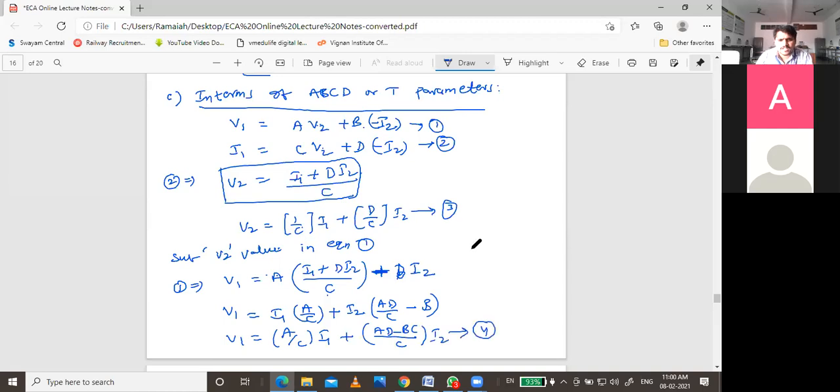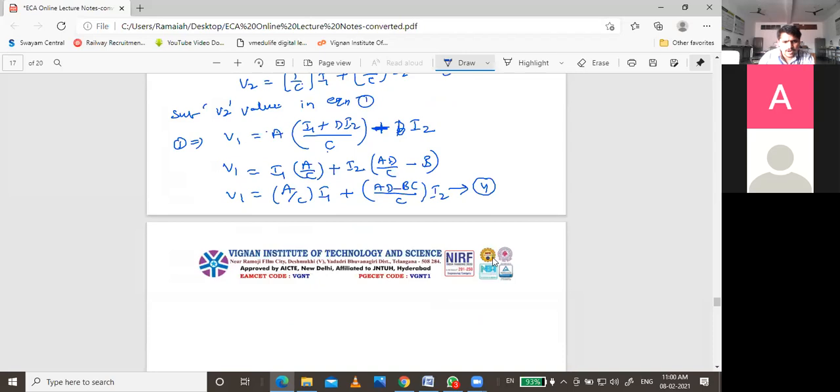Now comparing equation 4 by equation A, that is V1 equal to Z11 I1 plus Z12 I2, and equation 3 by equation B, that is V2 equal to Z21 I1 plus Z22 I2.